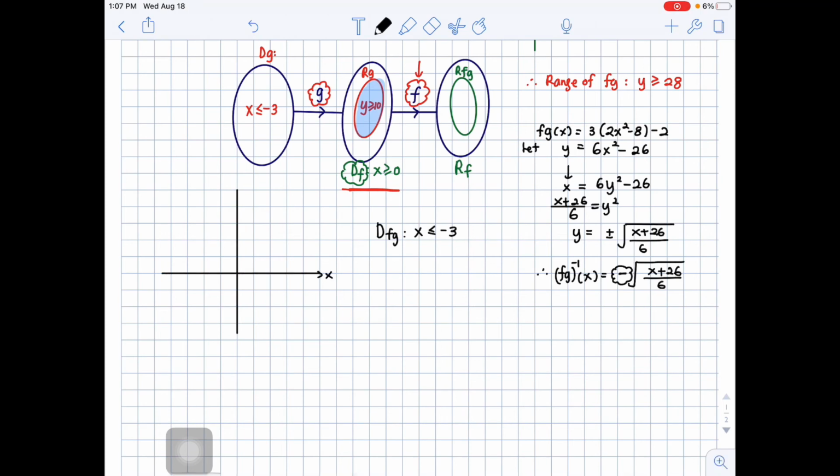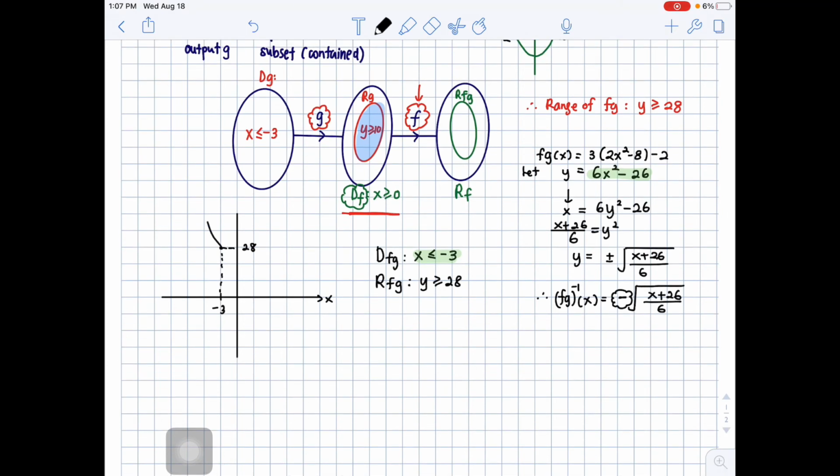Our question now is this, 6x squared minus 2x, right? And I have to only sketch for x less or equal to negative 3. So let's say I put negative 3 here. This is just for illustrative purpose. Just now we got the range of our Fg as y more or equal to 28, correct? So this is going to be 28. This is my 6x squared minus 26. Don't be worried if you don't know how to do this for now. Okay, y and then x.